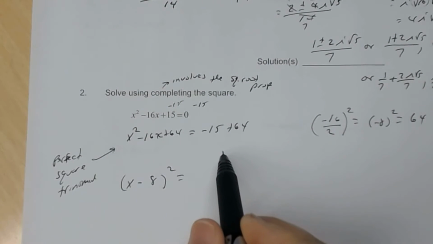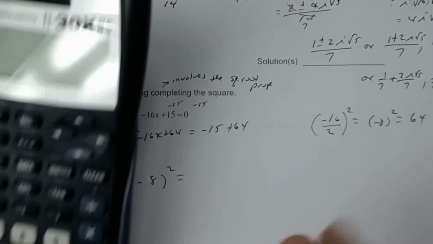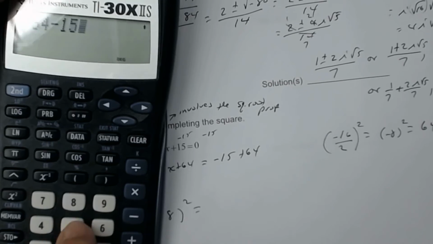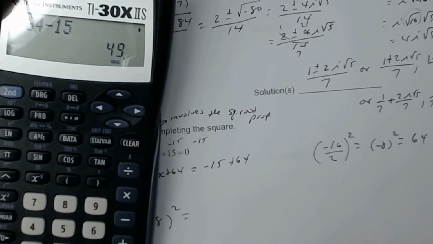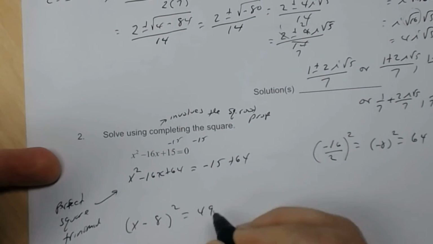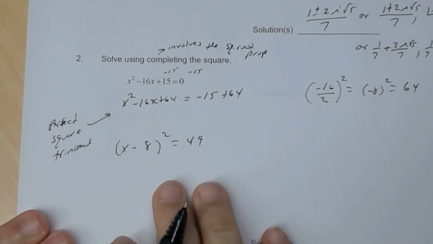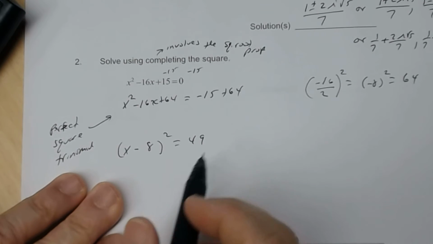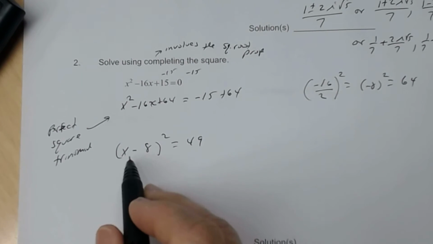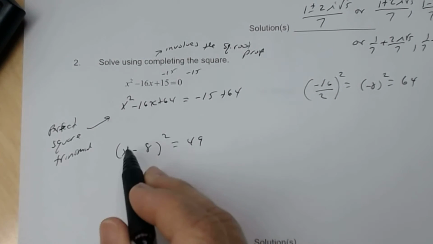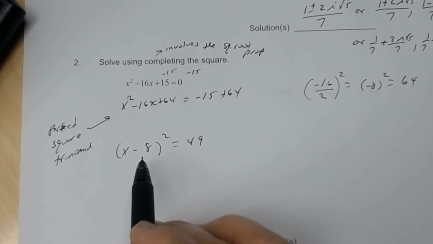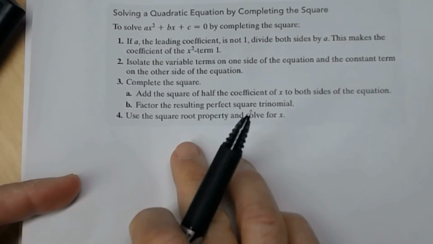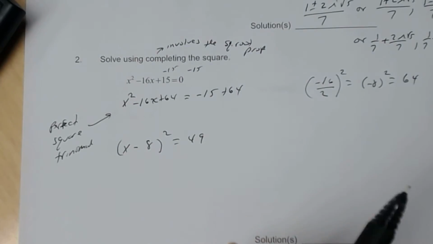All right, now that's going to equal 64 minus 15, which will give us 49. So this is a positive 49. Now the next step, remember we have this form where we have an expression squared equal to a number. When you have that, the most efficient way of solving this equation is to use the square root property. So that's the last step.